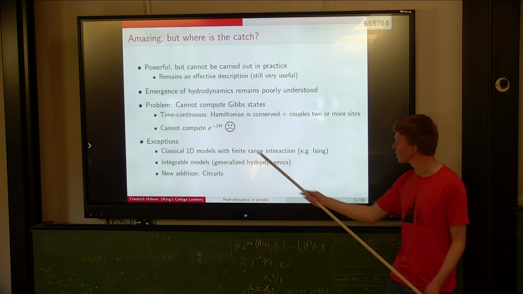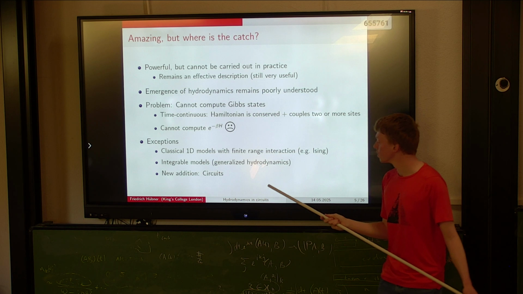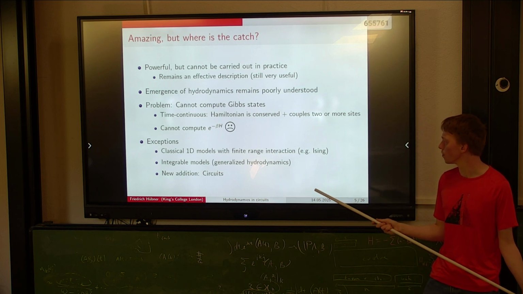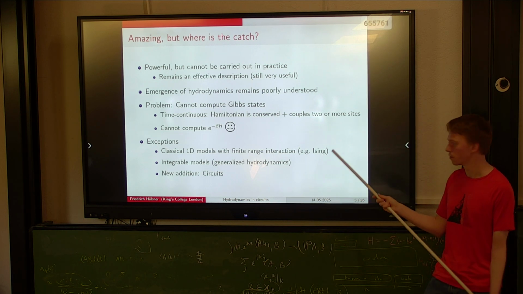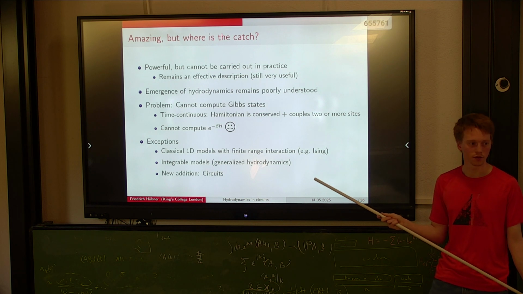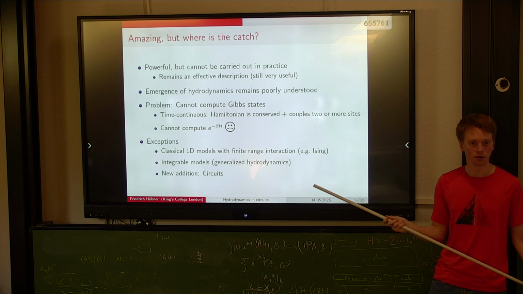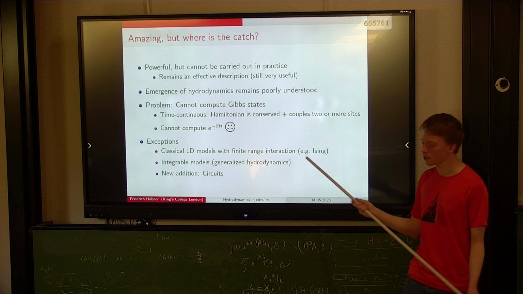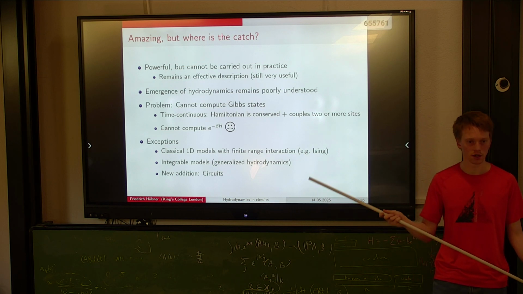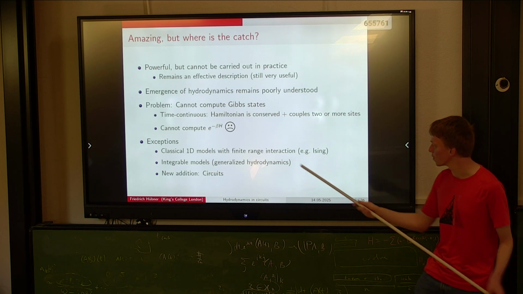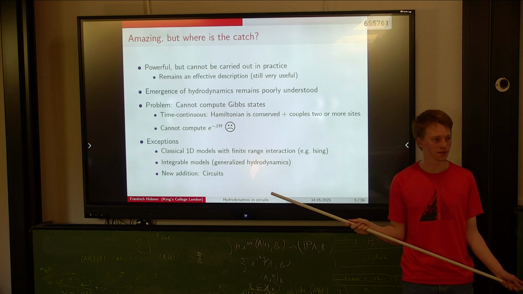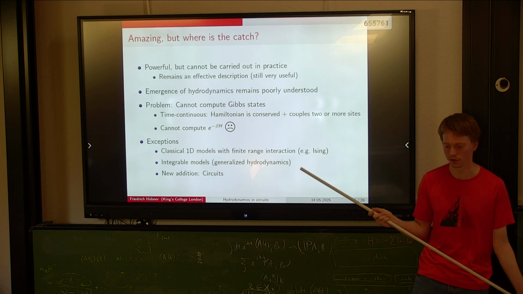So there are some exceptions to this. There are some classical models of finite range interaction. For instance, think about the Ising chain. There's this transfer matrix method that allows you to compute them. Models, which leads to this generalized hydrodynamics. And now what we want to add to this is these circuits, where we can also do things.